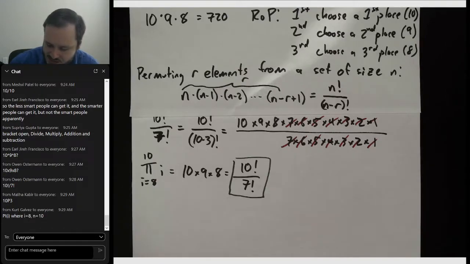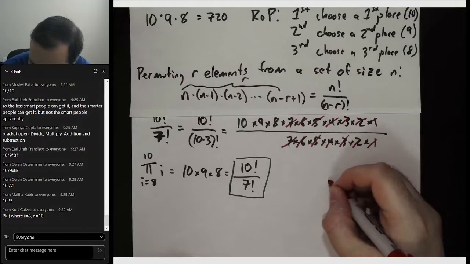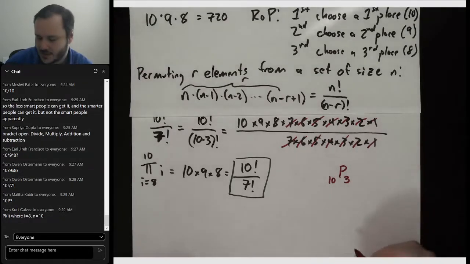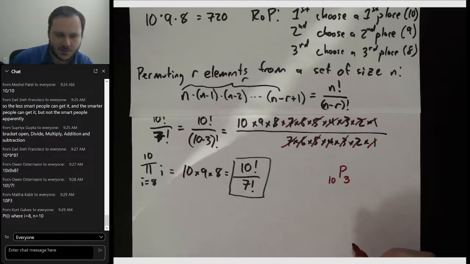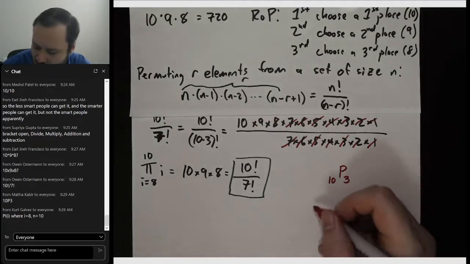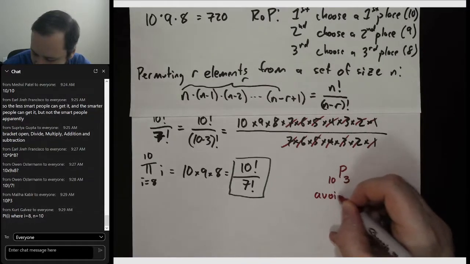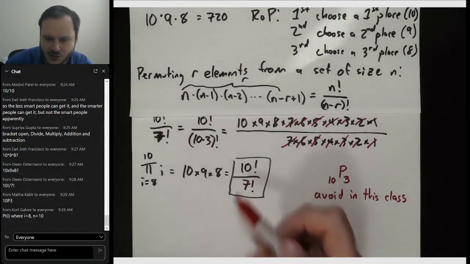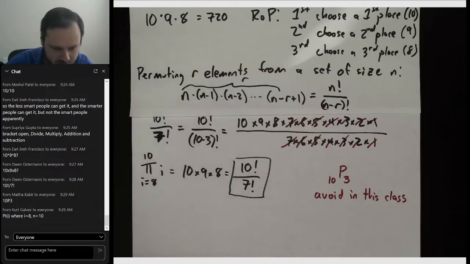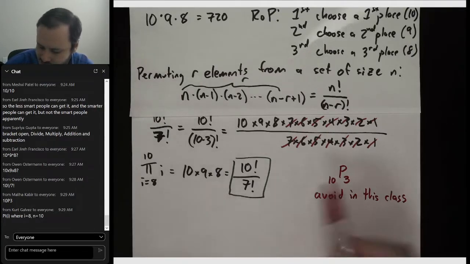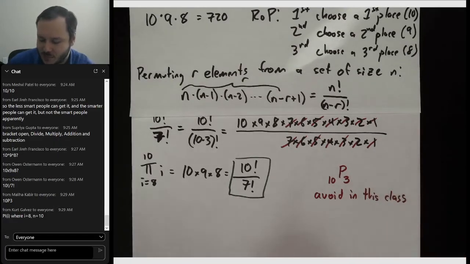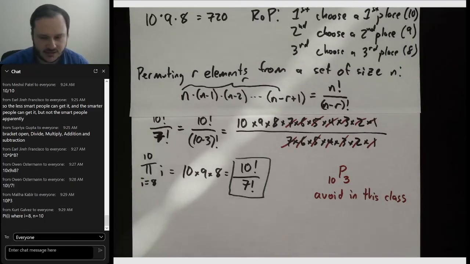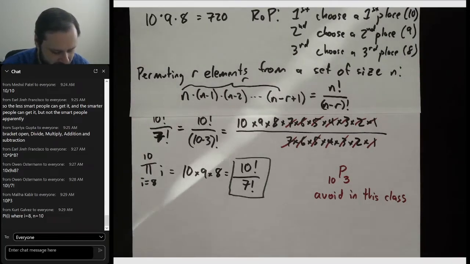Yeah, so I also see in the chat something like this. This is something you may have seen in a previous class or in high school. We're not going to use this in this class. We prefer the formula version, 10 factorial over 7 factorial. So this will not be accepted, or I should say may not be accepted. Individual graders might end up accepting it, but I can't promise you that that'll be accepted, so don't use it. Okay.